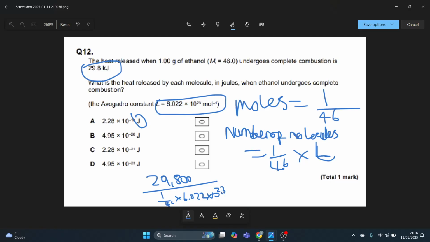This is definitely not an easy question, so if you do struggle with it, or with how to construct the final equation, it's not an easy question. You should get 2.28 times 10 to the power minus 18 joules. So the answer is clearly A.